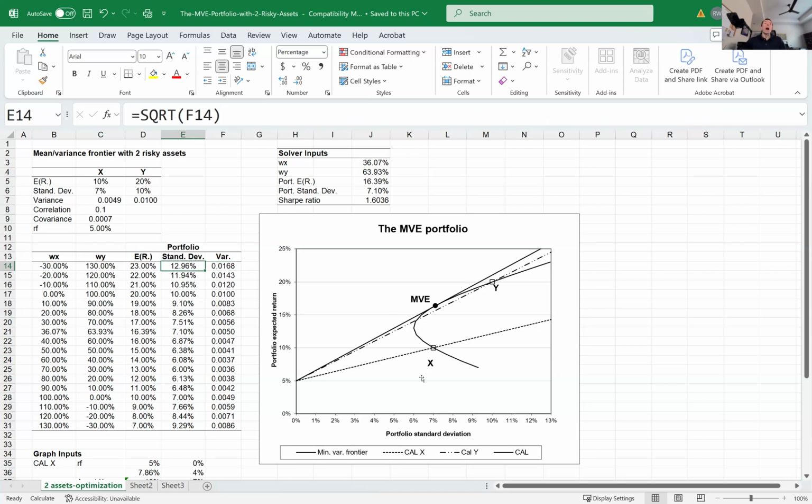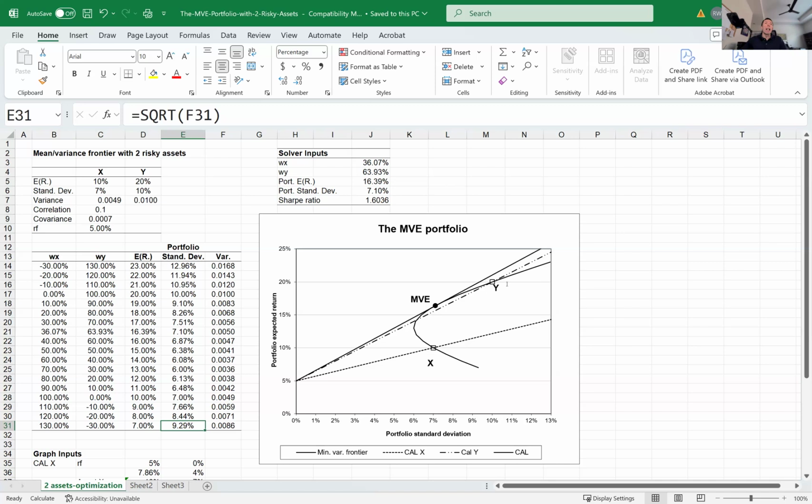Now, to get down here, we probably wouldn't want to go down here, but to get down here, what would we do? We would actually short Y and put more than 100% of our money into X. You've got 130% of my money in X. How did I get 130% of my money? Well, I borrowed some shares of Y and I sold them, giving us some money. And what do I do with that money? I invest it into X. So I've got 130% of my money invested into X with a negative weight on Y, which means shorting or borrowing Y. And here's the expected return and standard deviation there.